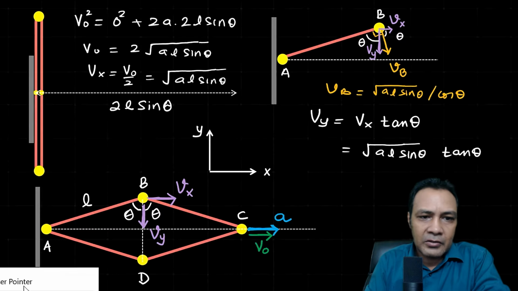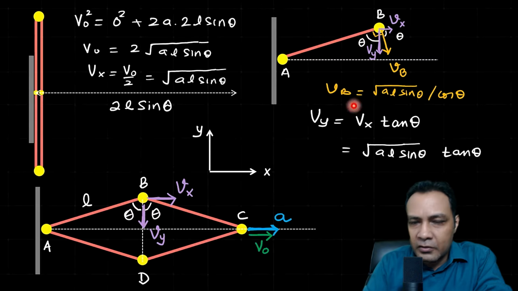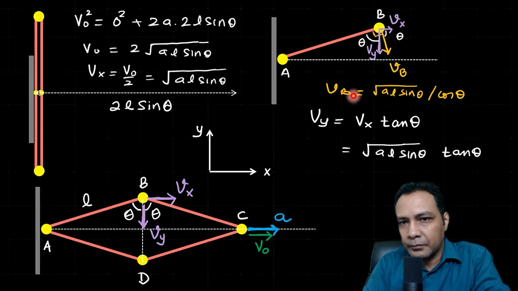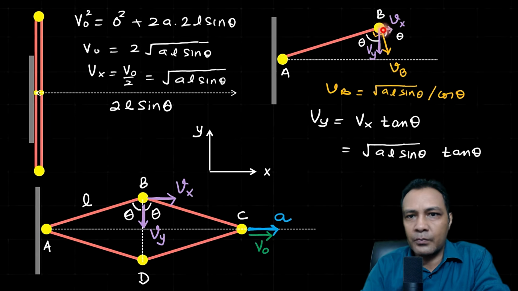You can see that as this whole system is moving, this theta is increasing. This theta is increasing, which means this VB is also increasing. Sin theta is increasing, cos theta is decreasing, so VB is increasing. So if VB is increasing, it will have a tangential acceleration in the downward direction. Because its motion is circular motion, it will have one tangential acceleration in the direction of velocity, and one centripetal acceleration. So the centripetal acceleration is along this direction, tangential acceleration is along this direction.